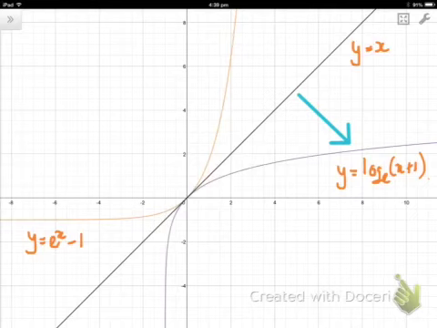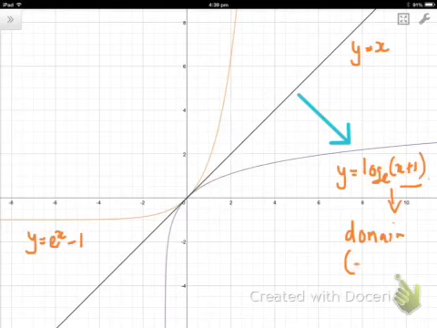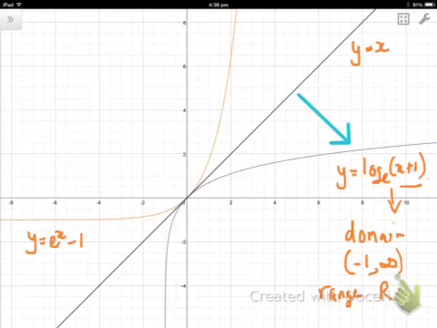Now, we're asked to find the domain and the range of both of those graphs. So let's look first of all at the domain and range of log x plus 1 to the base e. Well, we know that's a log graph that's been shifted one place to the left. So its domain, because one place to the left is, negative 1 to infinity. Okay. Remember, negative 1 will be the vertical asymptote there. Its range is all real values.